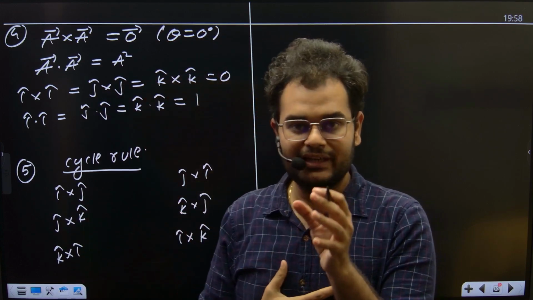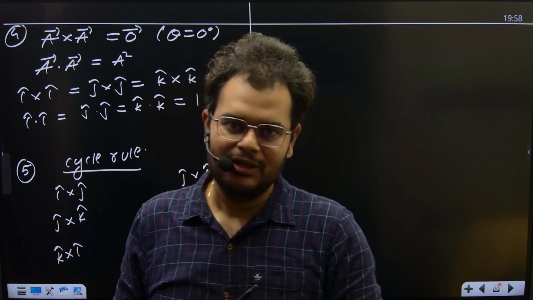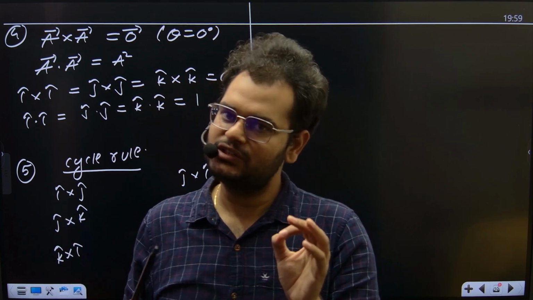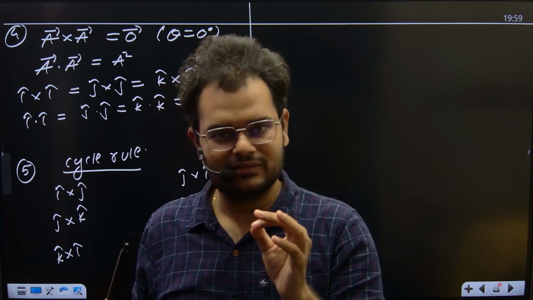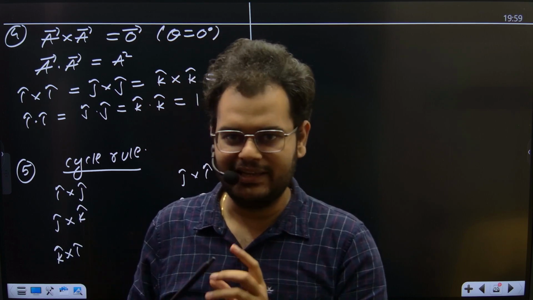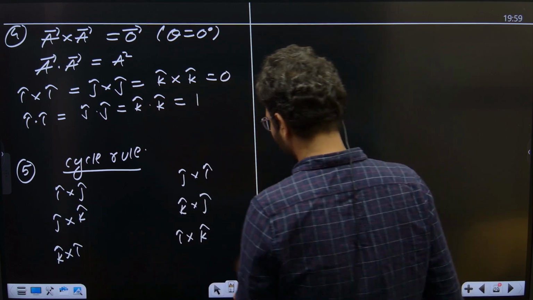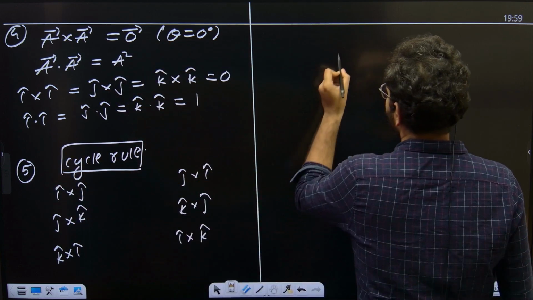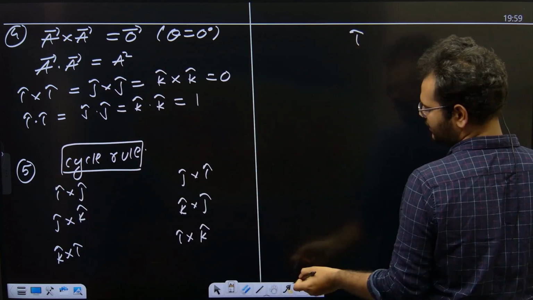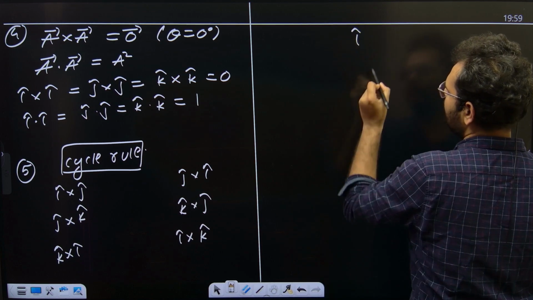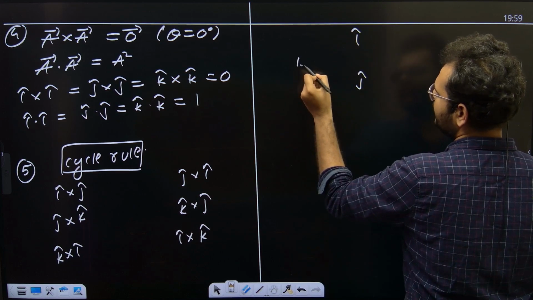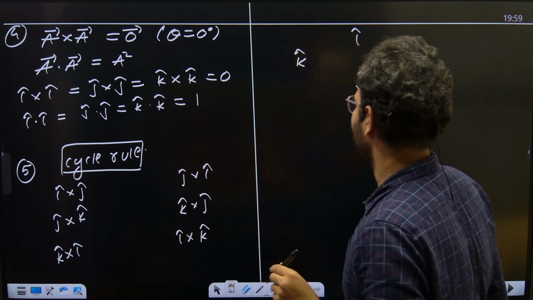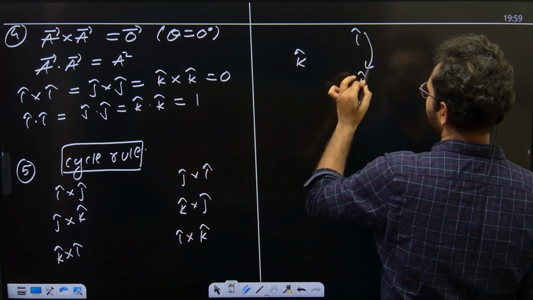But I have to take what is I cross J, because in the dot product also what we have studied, I dot I and I dot J, I dot K, or K dot I, like that. So for that you have to remember the cycle rule. Sir, what is this cycle rule? I will tell you. First you write I cap, J cap, K cap in the same manner in which I have written, and then you have to go in clockwise fashion.